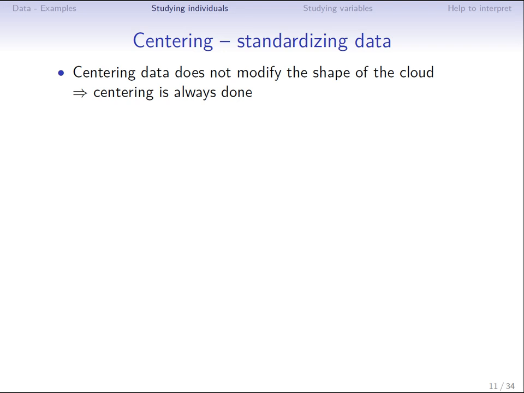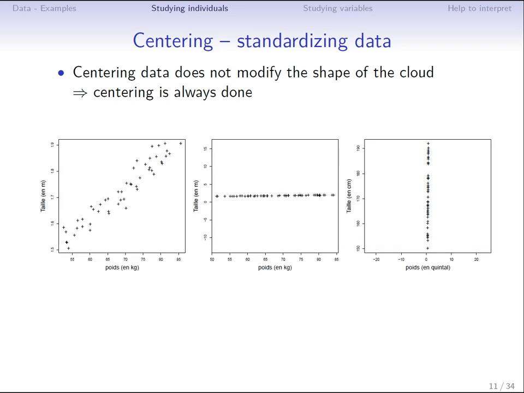Centering data is tantamount to translating the cloud of points in such a way that the center of gravity of the cloud coincides with the origin of the graph. The shape of the cloud of points remains the same even when translated. Centering presents technical advantages and is always conducted in PCA. So now we can see whether or not it is necessary to reduce the data.